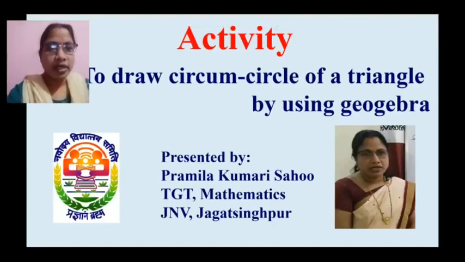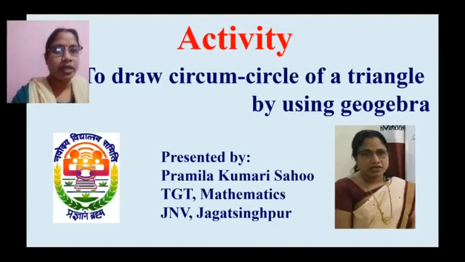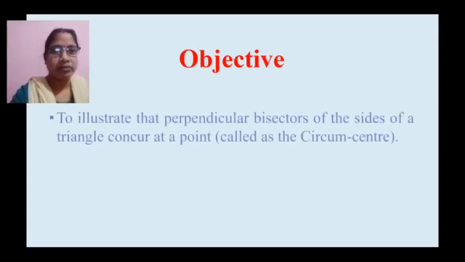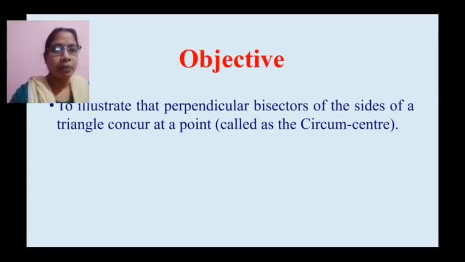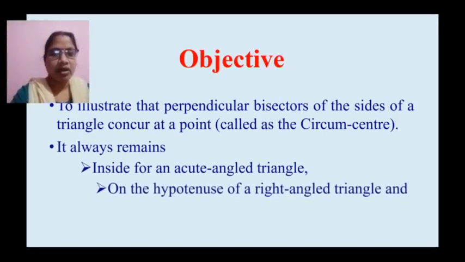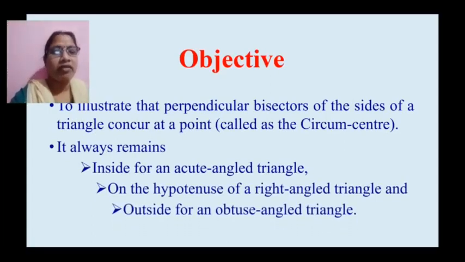Dear students, let us do the activity to draw the circumcircle of a triangle by using GeoGebra. Objective: to illustrate that the perpendicular bisectors of the sides of a triangle concur at a point that is called the circumcenter. It always remains inside of an acute angle triangle, on the hypotenuse of a right angle triangle, and outside of an obtuse angle triangle.